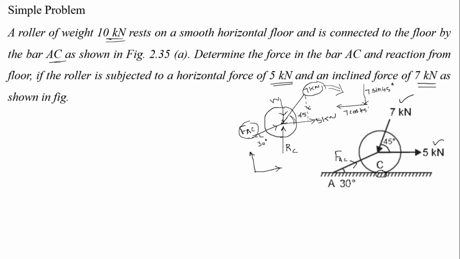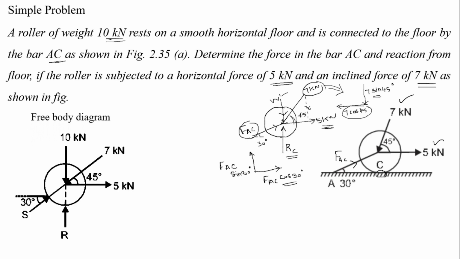Opposite side this is FAC sin 30 degree and this is FAC cos 30 degree. So, W is acting vertically and the reaction is acting vertically, but in the opposite direction of W, and FAC sin 30 is acting upward, and 7 sin 45 is acting downward. So, these are the vertical forces. And what about horizontal forces? 5 kilonewton is acting horizontally and FAC cos 30 is acting horizontally. And one more, 7 cos 45, which is acting horizontally in the opposite direction to 5 kilonewton. So, this is the free body diagram.